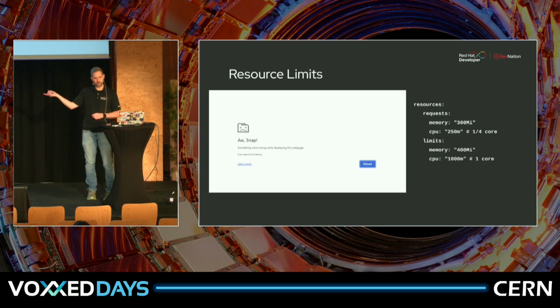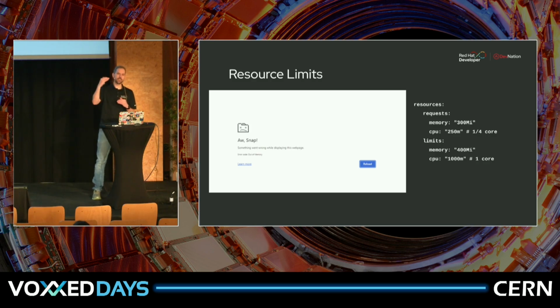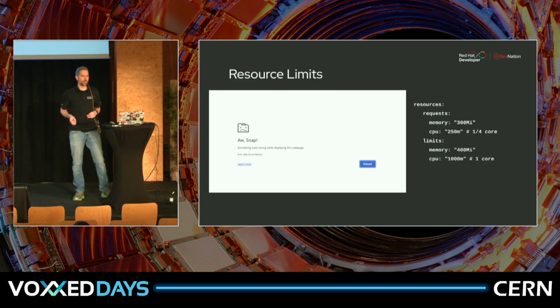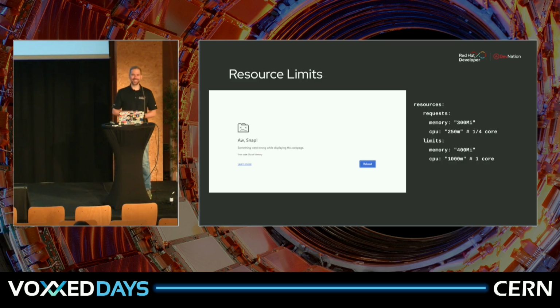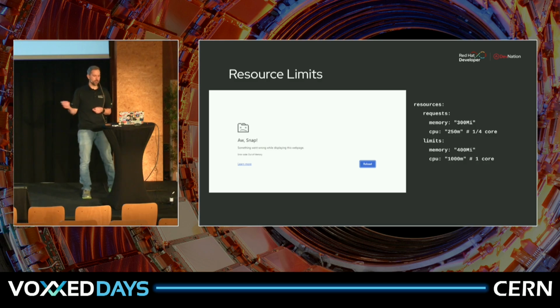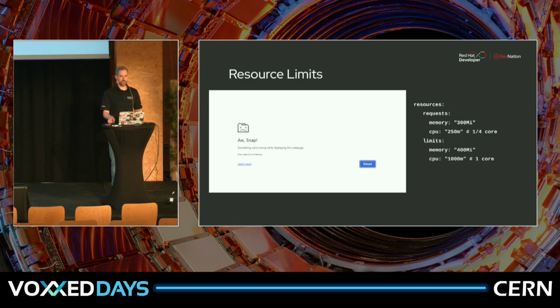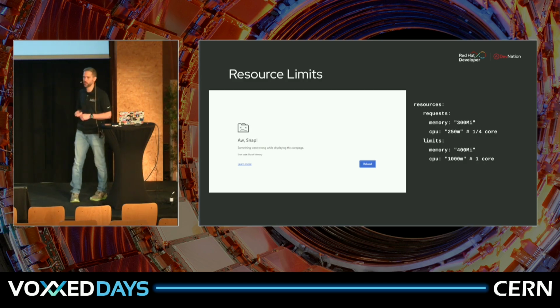Requests basically means I want at least this much resources available to my application. Otherwise, don't schedule it on this particular node. Schedule it somewhere else, which hopefully has that kind of availability. Here, I want at least 300 megs of memory available, and at least 250 millicores. In terms of limits, my application is allowed to use a maximum of 400 megs and a maximum of 1 CPU. That's very aggressive. I wouldn't recommend this for every application. It's just an example, of course.